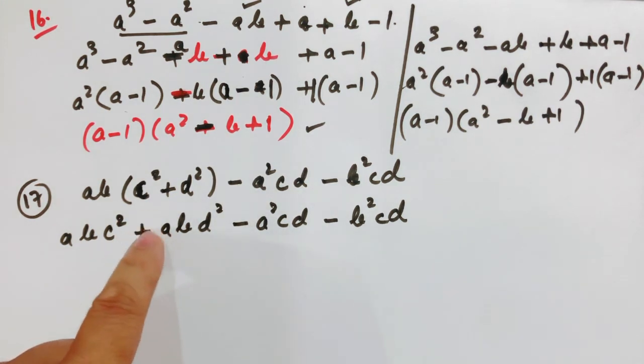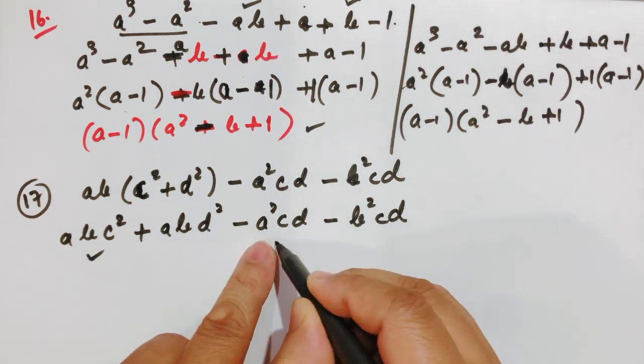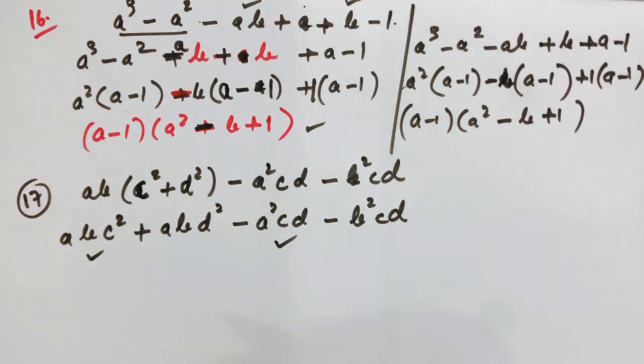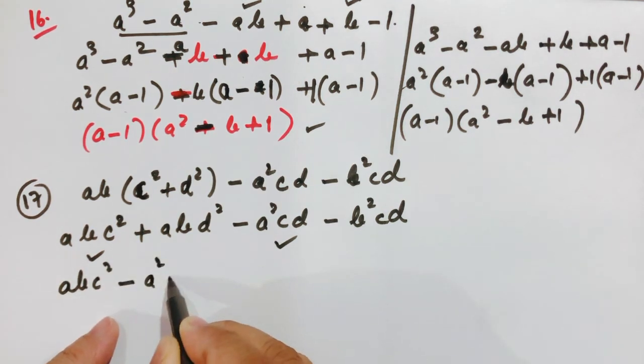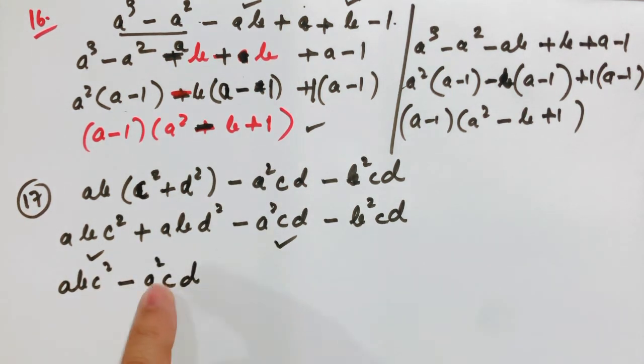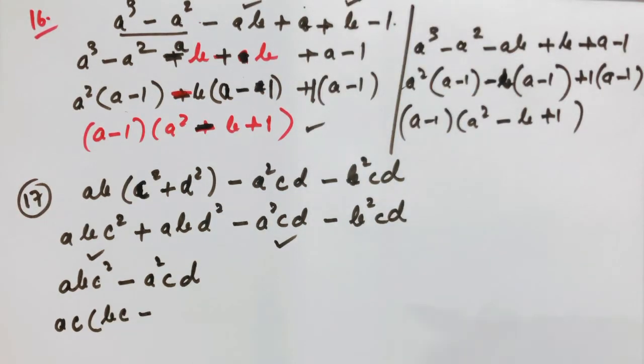How are we going to arrange? abc square and this one, this and a square cd. So have a look: abc square minus a square cd, when you take ac as common, what will you get? You will get ac as common, and you will get bc and minus ad over here.